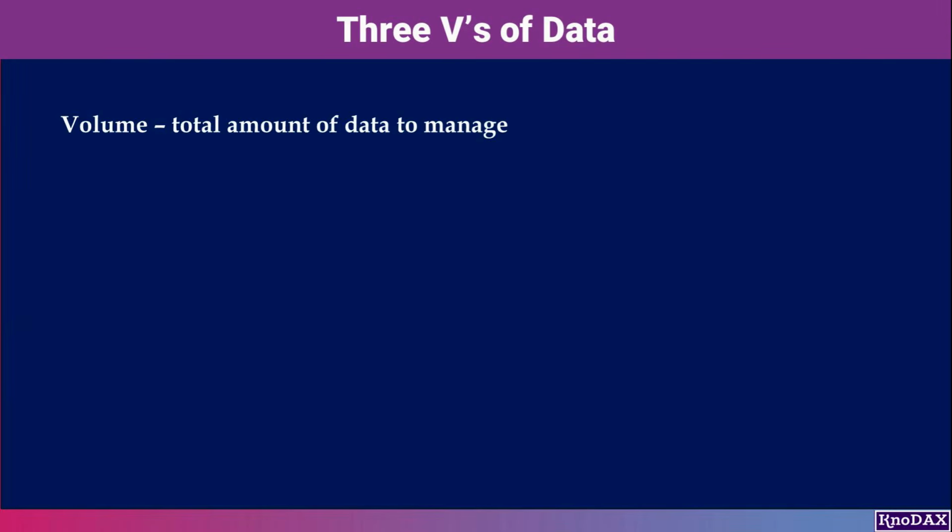Now that we've looked at the different sources and formats data can arrive in, the next step is understanding the characteristics that define big data in practice. This brings us to the classic 3 V's of data, a simple but powerful framework used across analytics and data engineering. The first V is volume, which represents the total amount of data an organization must manage. As businesses scale, even routine operations can generate terabytes or petabytes of information, influencing how we store, secure, and process it. Next is velocity, the speed at which data is generated and needs to be processed.